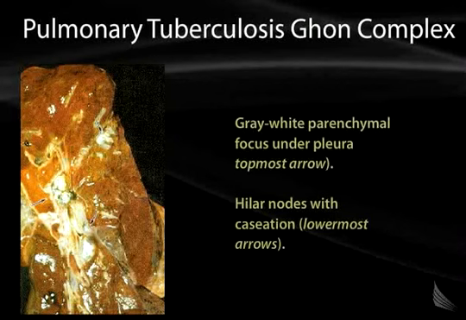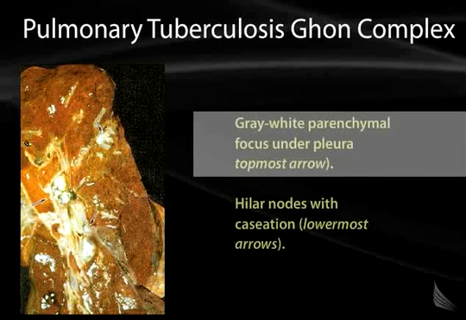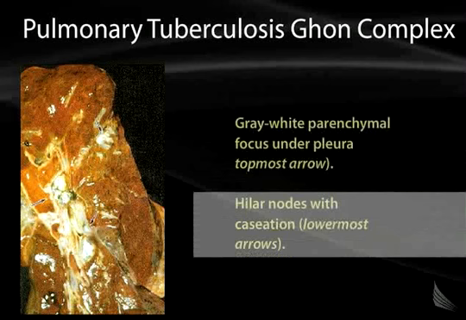This slide demonstrates a Ghon complex. Notice the arrows. The gray-white parenchymal focus under the pleura in this topmost arrow. The hilar nodes also demonstrate a caseating granuloma.